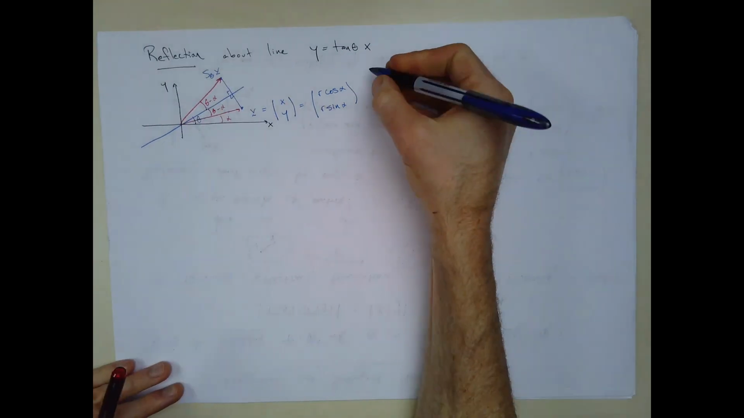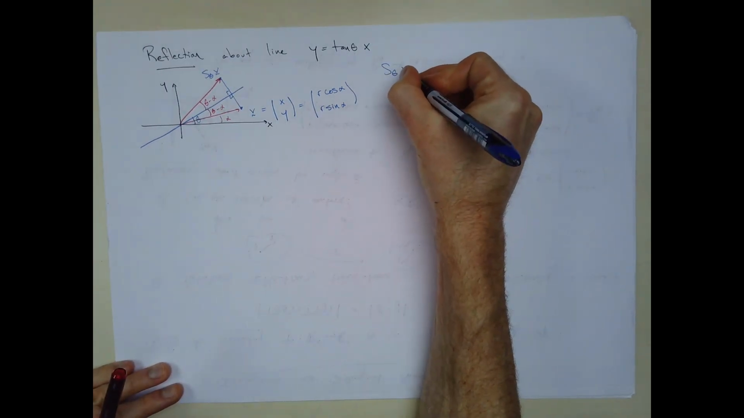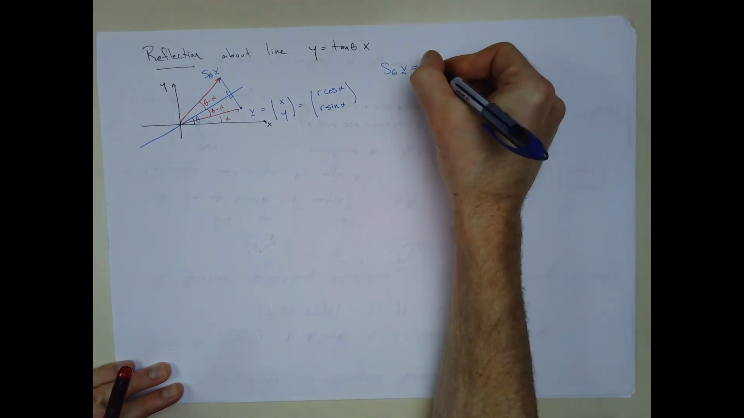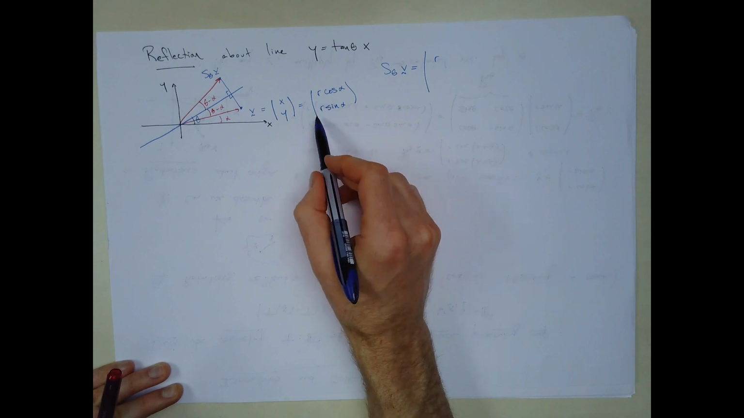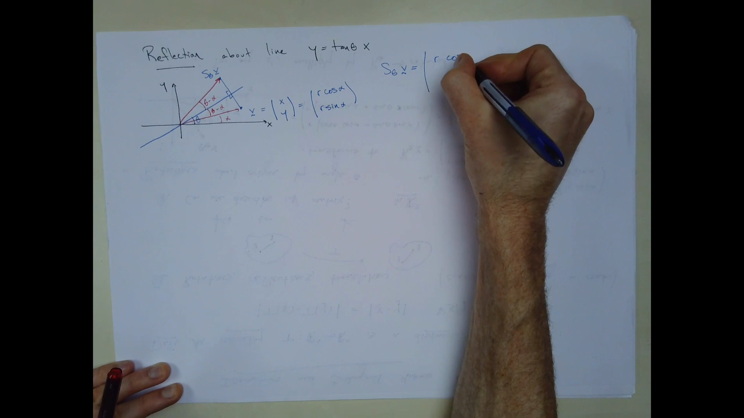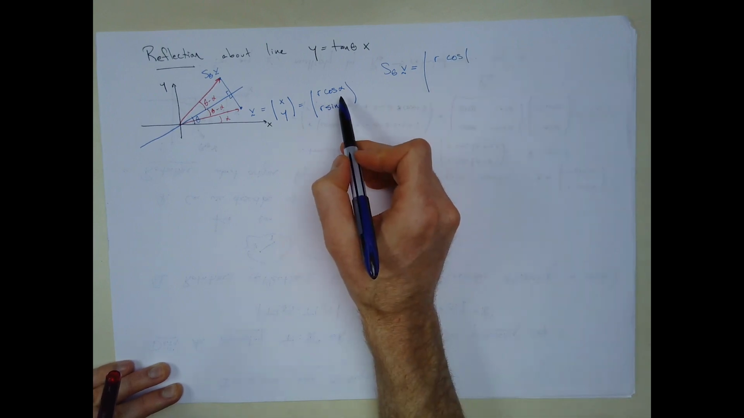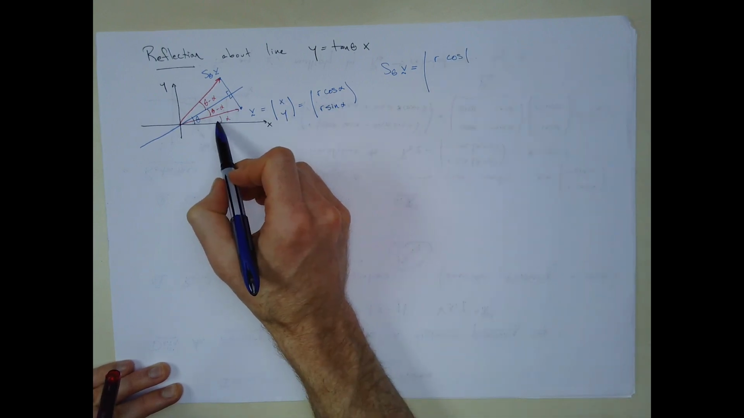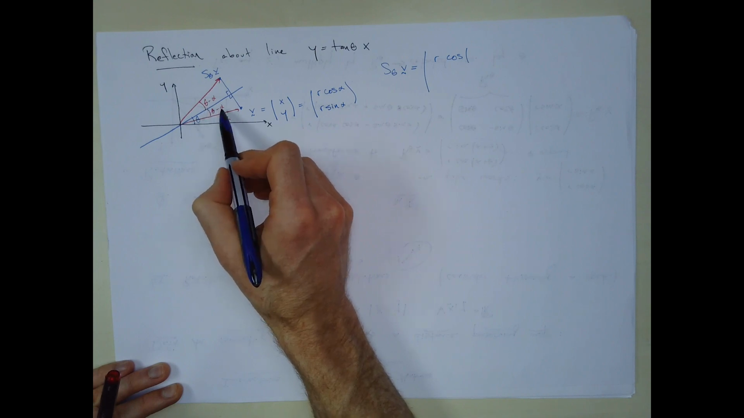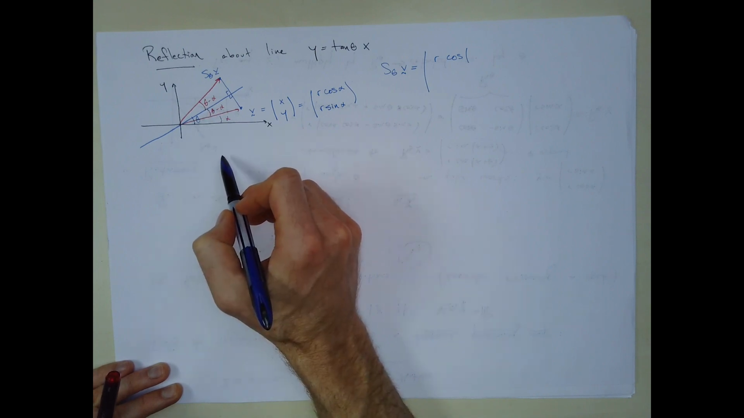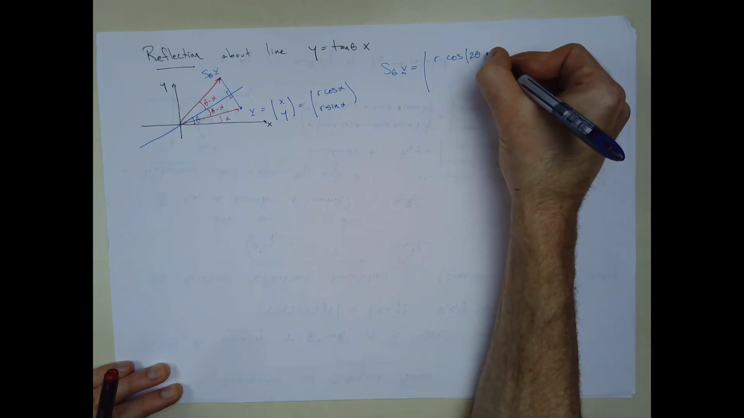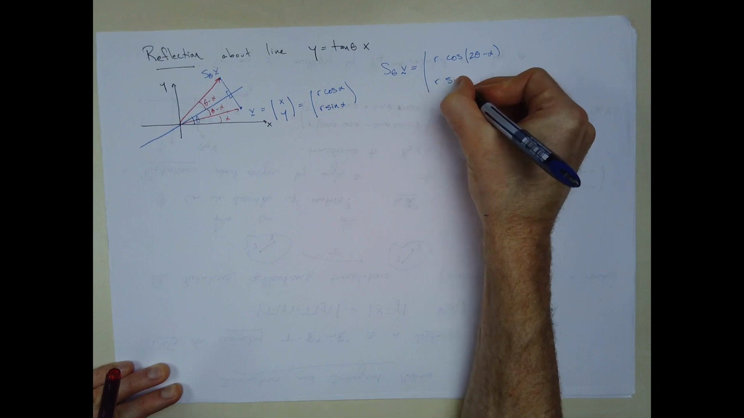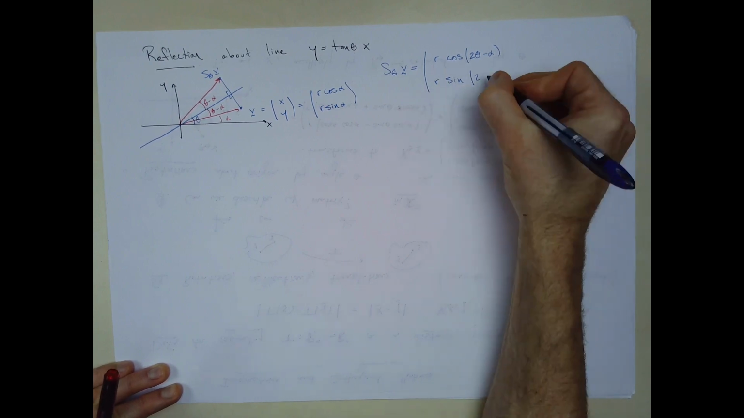So s theta v is the vector which has polar representation, the same r, so I don't change its length, and cosine, well, I started at angle alpha, and I add 2 theta minus 2 alpha, which means I end up at the angle 2 theta minus alpha. And similarly, the y-coordinate is just going to be the sine of that.